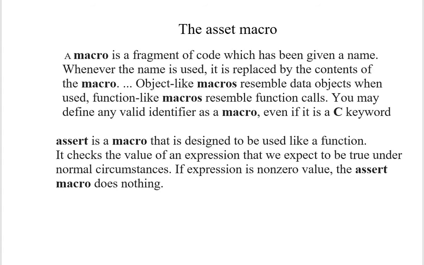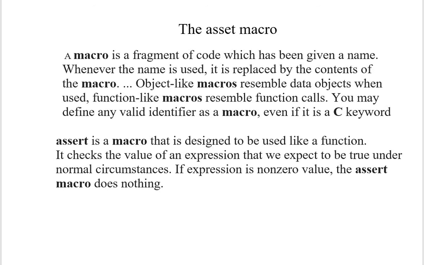A macro is a fragment of code which has been given a name. Whenever the name is used, it is replaced by the contents of the macro. Object-like macros resemble data objects when used. Function-like macros resemble function calls. You may define any valid identifier as a macro even if it is a C keyword.